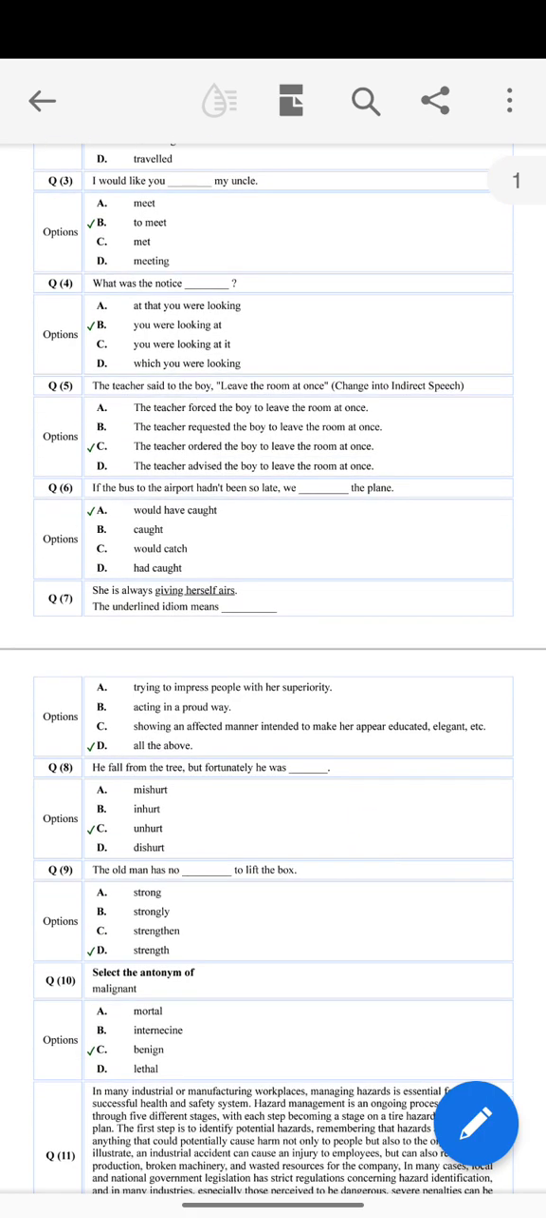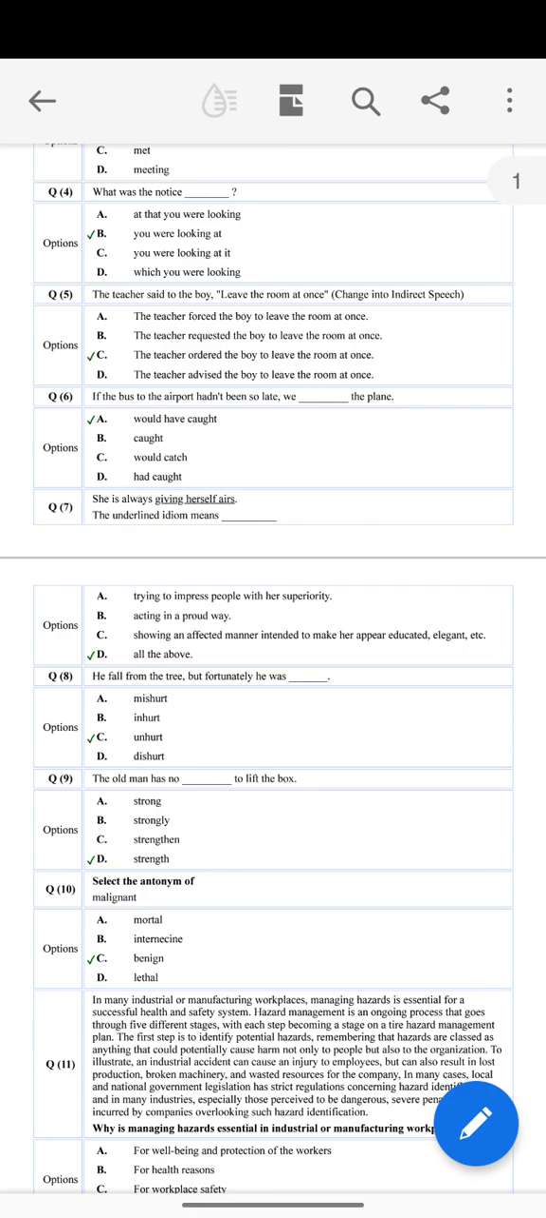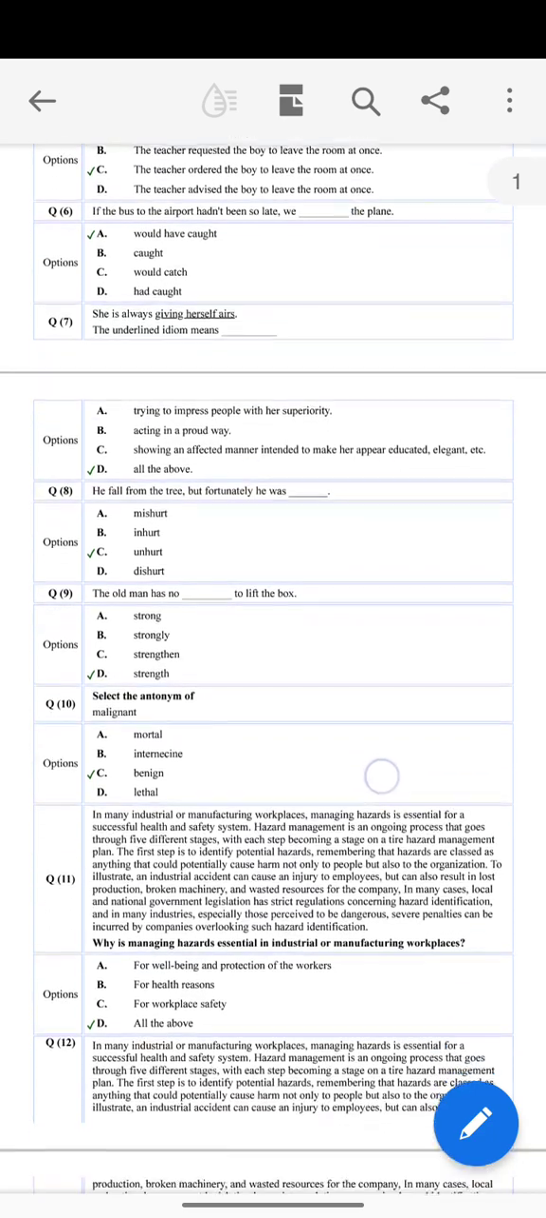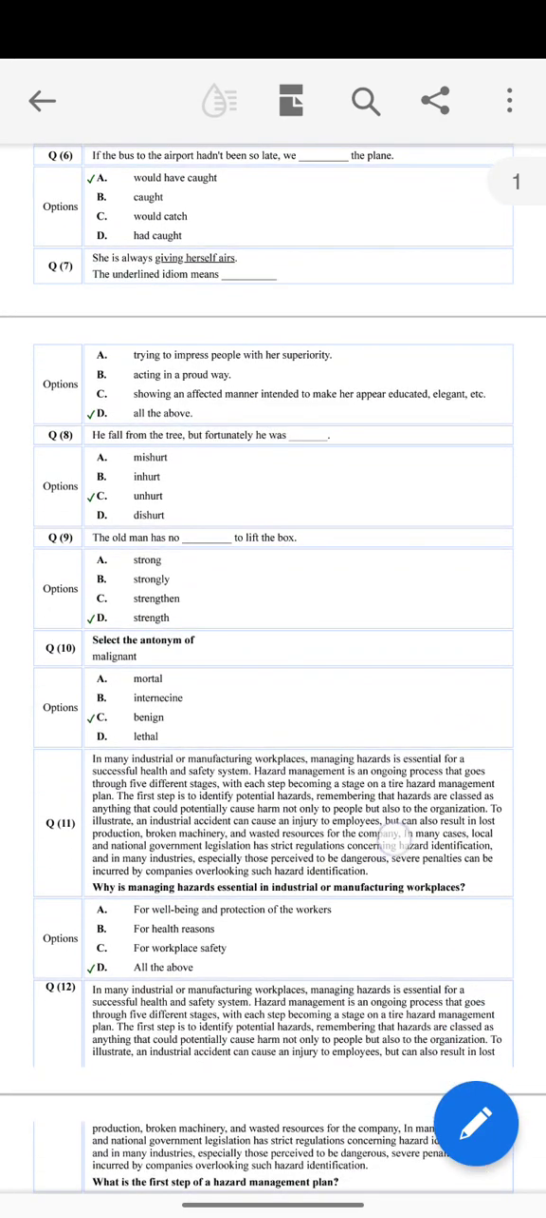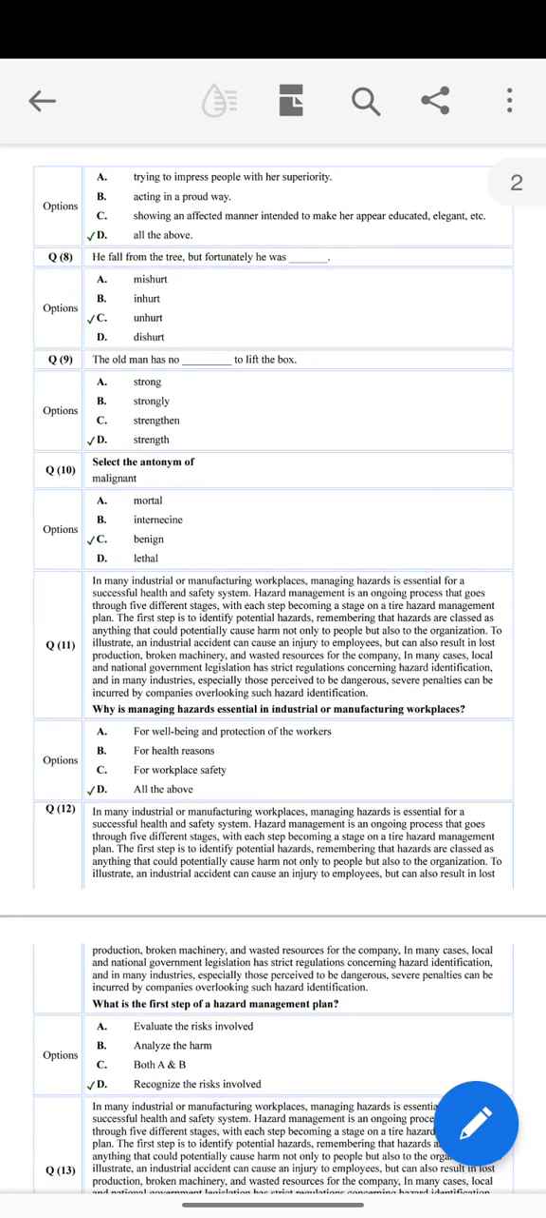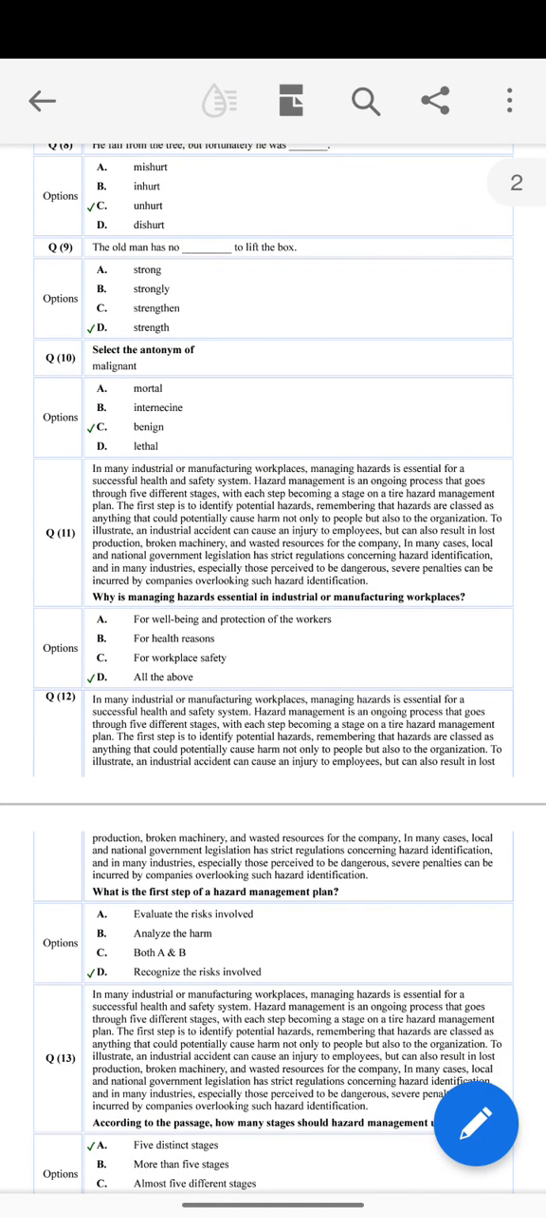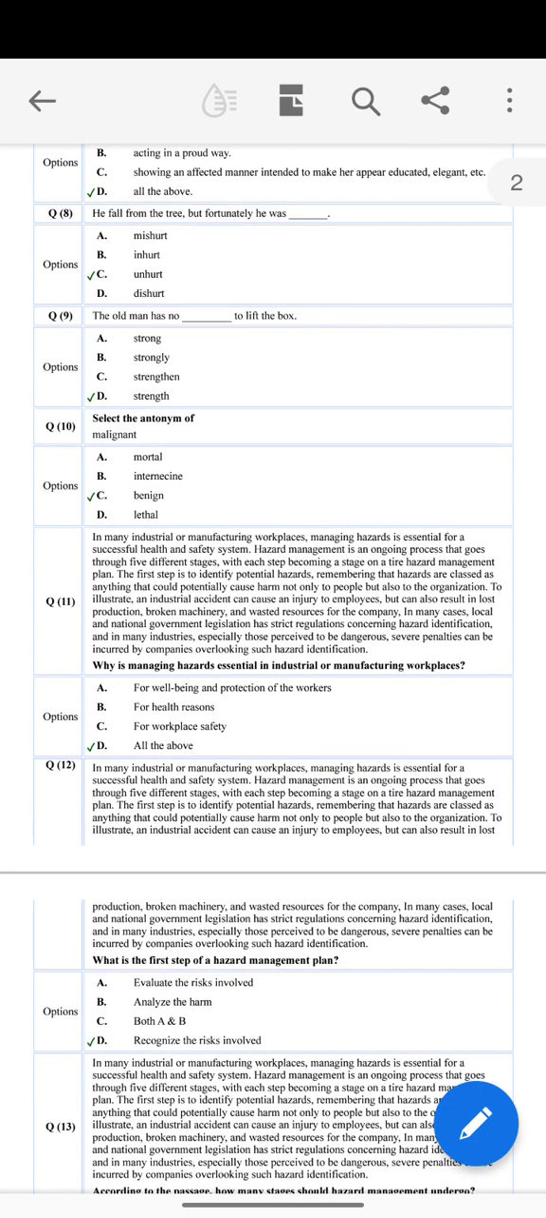Next, question number 6 is again a fill in the blanks question. Question number 7 is "She is always giving herself airs", where the underlined idiom means something, and this question is asked from the idioms and phrases chapter. Questions 8 and 9 are again fill in the blanks. Question number 10 is a synonym question from the synonym and antonym chapter, and the correct answer for this question is option C.